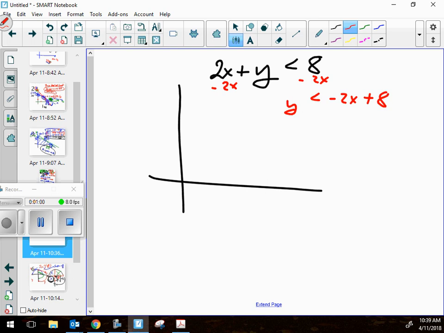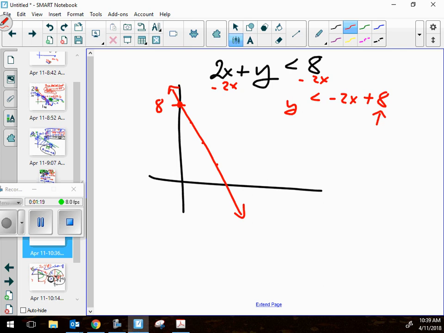Then, to graph that, you need to know where to start. Start at the y-intercept, which is 8. So I'm going to put a spot there and call it 8. And then I have a slope of negative 2. It falls 2 and runs 1. Falls 2, runs 1. And so basically it looks something like that.